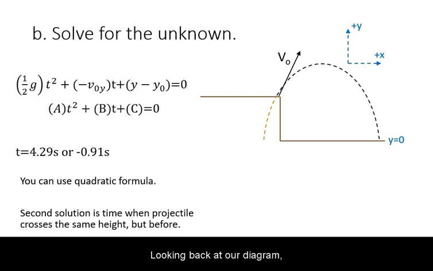Looking back at our diagram, we can safely say that our intended solution is the larger, positive one. The negative solution is equivalent to the time at which the object would have been thrown from that bottom height before we observed it.